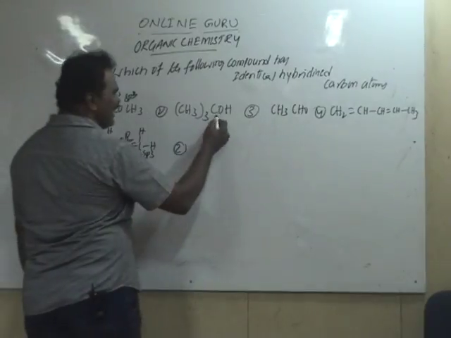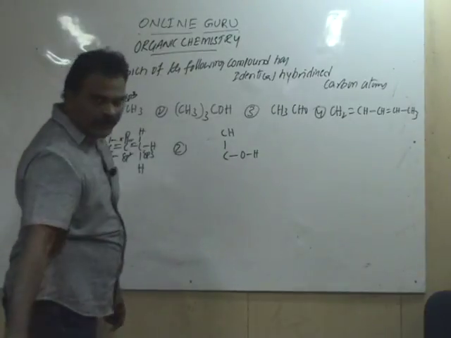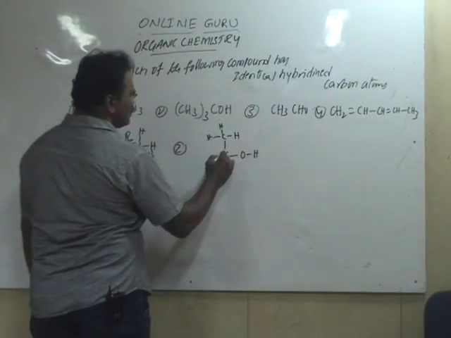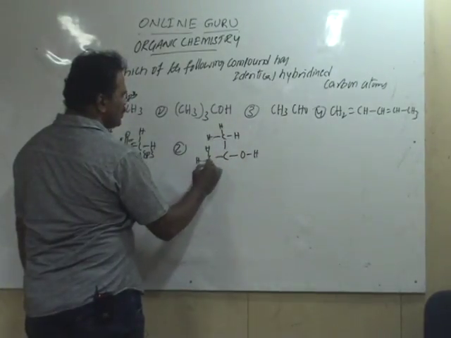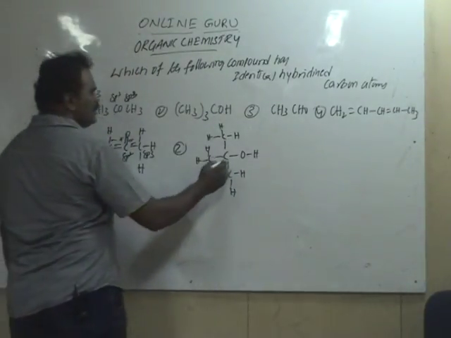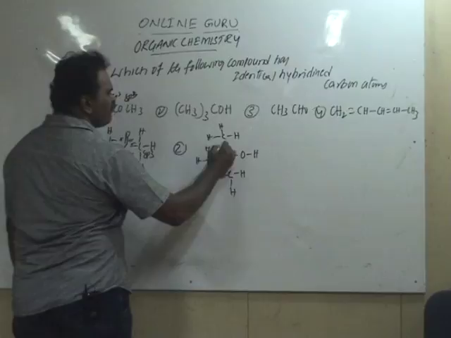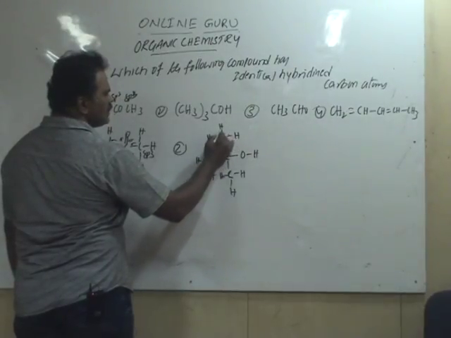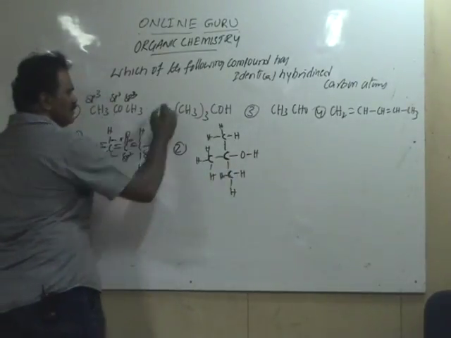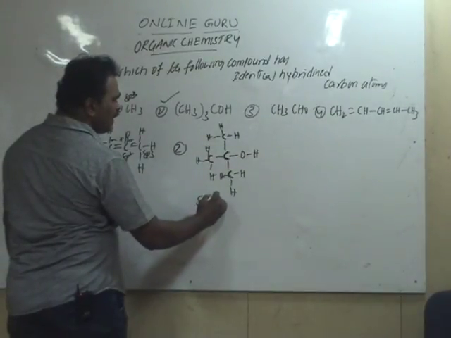Second option, (CH3)3COH, which has OH and CH3 groups attached to the central carbon. We observe that in the given compound, all the carbon atoms are in the same type of hybridization, that is sp3: sigma, sigma, sigma, sigma. This is sp3, this is sp3, this is sp3, this is sp3. So option 2 is correct, because all these carbon atoms are in the same hybridization, sp3.